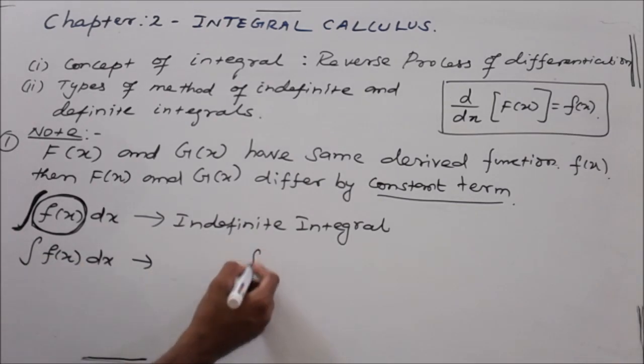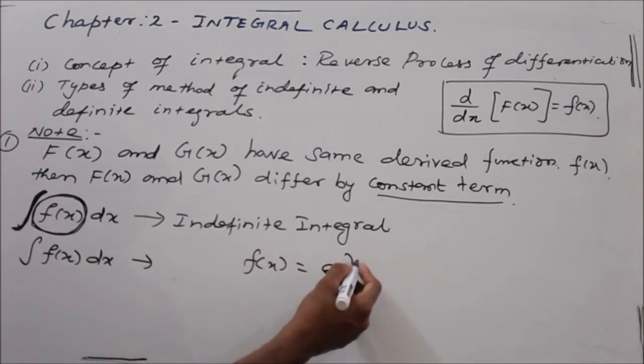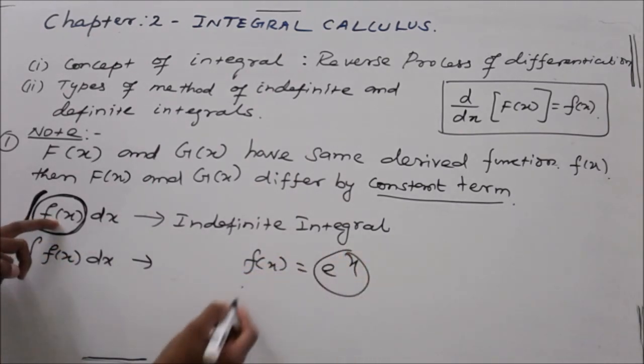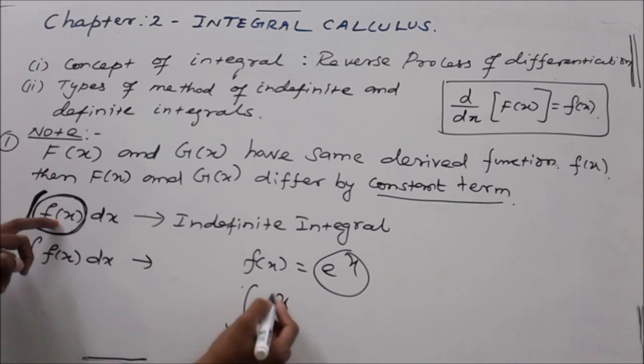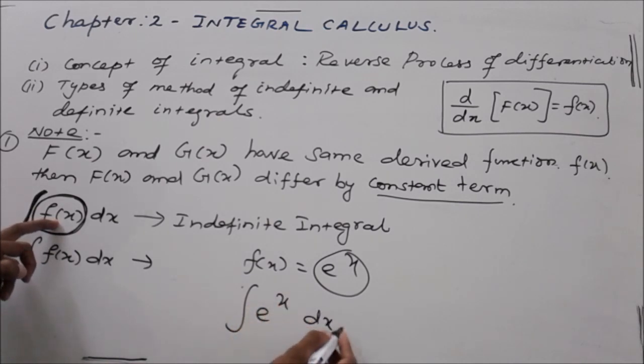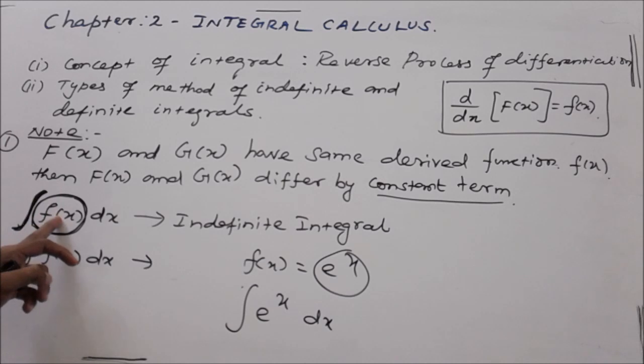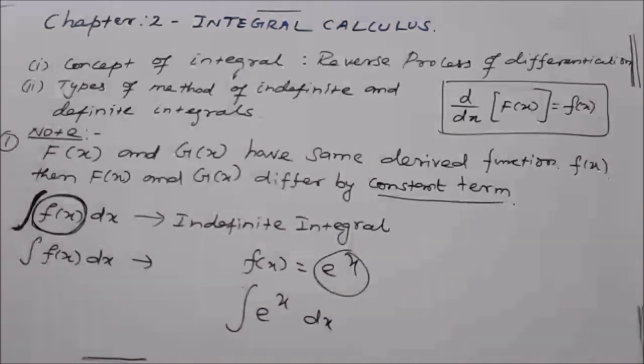Suppose we integrate f of x equal to e power x. We should substitute this f of x equal to e power x in this place. So integral e power x. Here the variable is x, so we should place dx here. So this is the method of indefinite integral. This f of x is the function to be integrated. This is known as the integral symbol, the sign of integration. And then f of x in the integral f of x dx is called the integrand, that is, the function to be integrated.